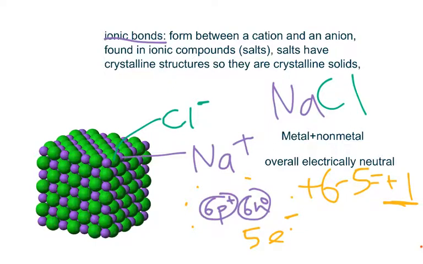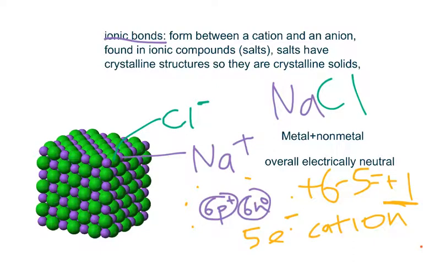So when an atom loses or gains an electron, we call it an ion. But there are specific types of ions. A positively charged ion is called a cation. You can memorize this by thinking of cations as positively charged.